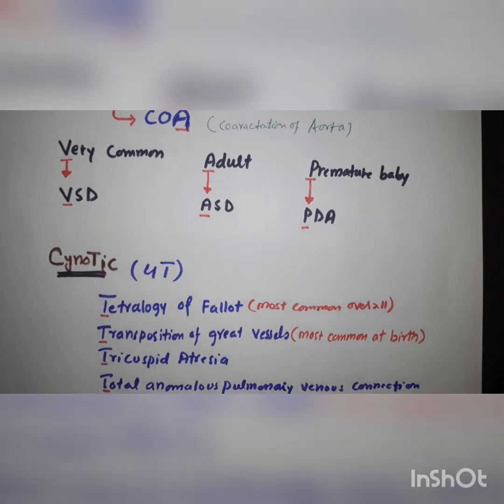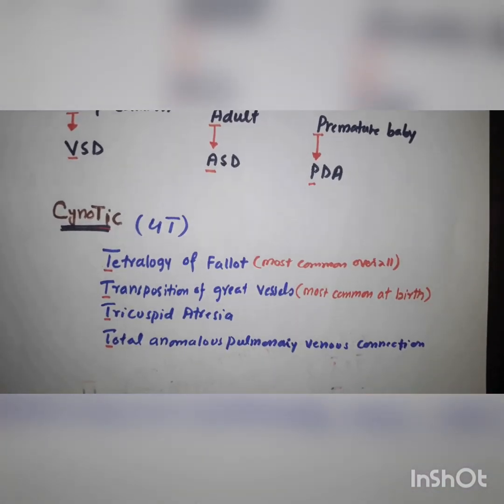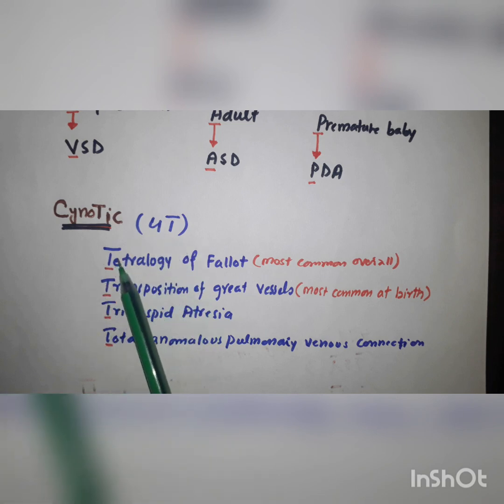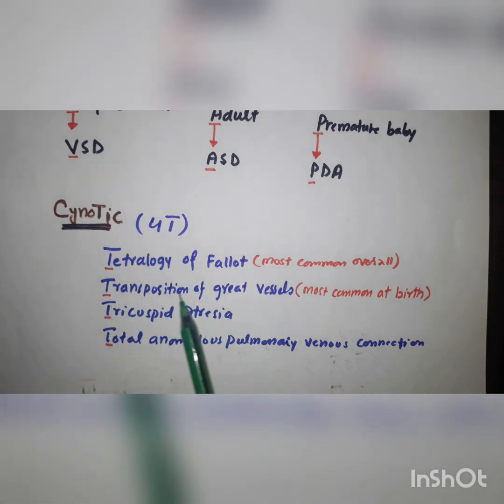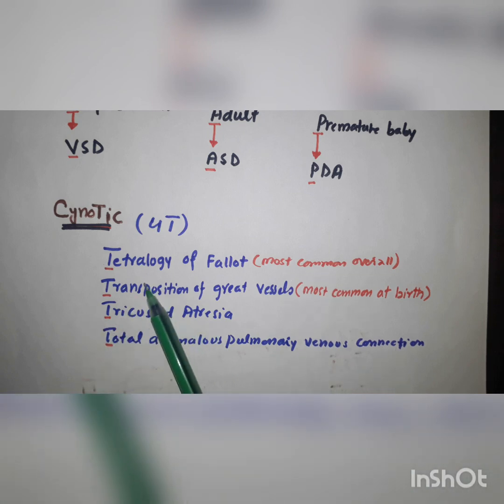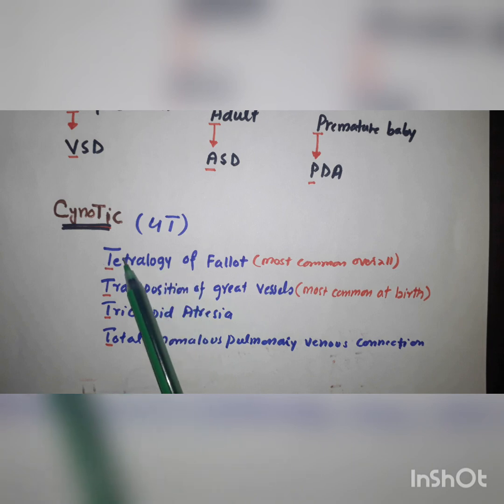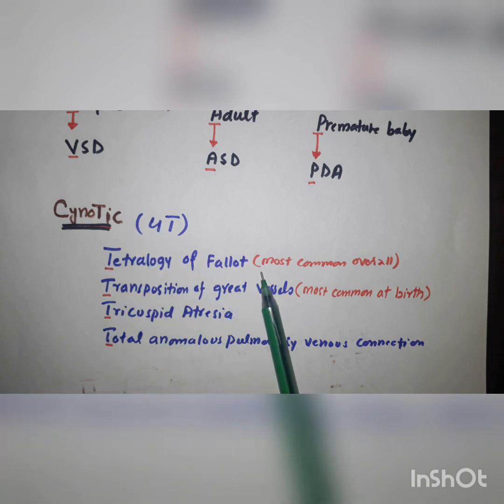Now, for the cyanotic congenital heart disease, the very famous mnemonic is 4T. So these will start with T: tetralogy of Fallot, transposition of great vessels, tricuspid atresia, total anomalous pulmonary venous connection. So all these start with T. But here we have to keep in mind another most important point: overall, which one of the following is the most common cyanotic congenital heart disease? That is tetralogy of Fallot.